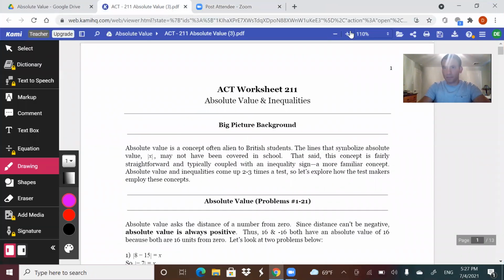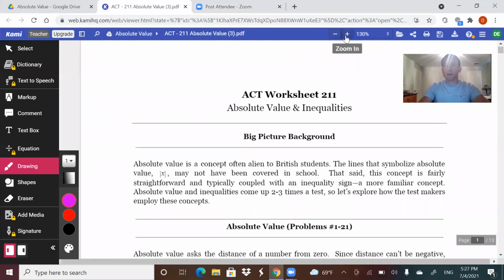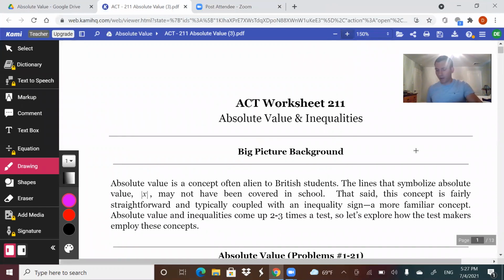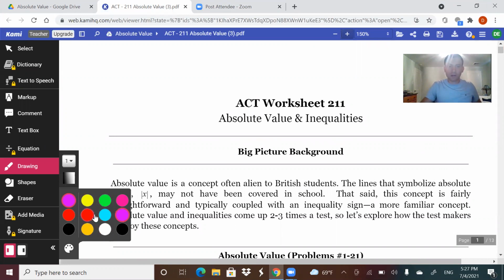All right, welcome. We are looking at ACT Worksheet 211, Absolute Value and Inequalities. First half is absolute value, second half is inequalities.